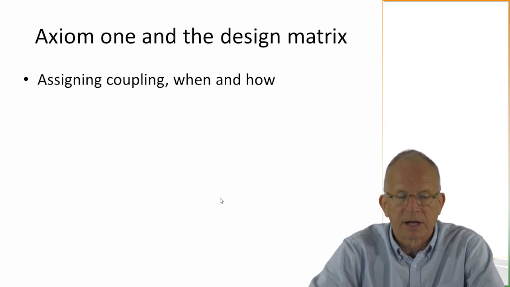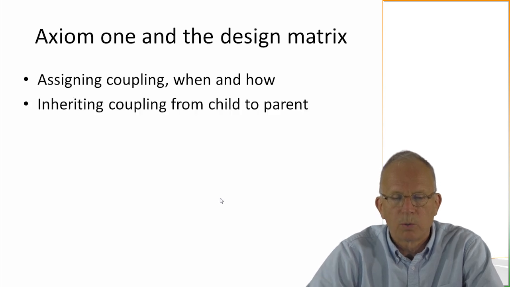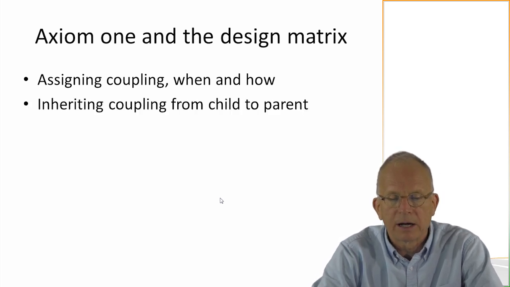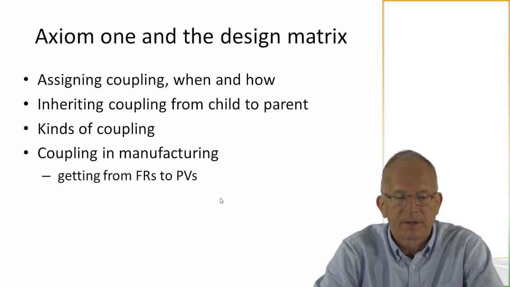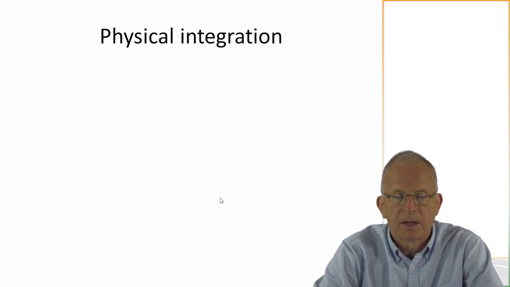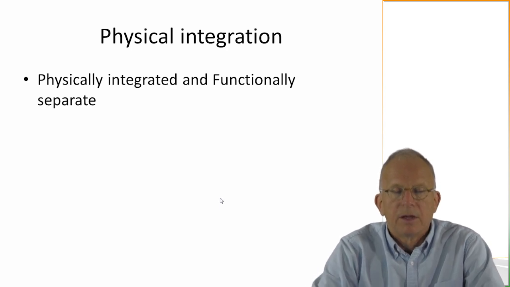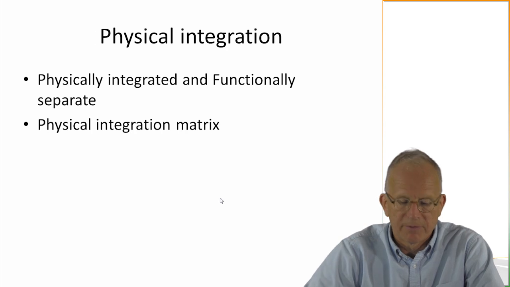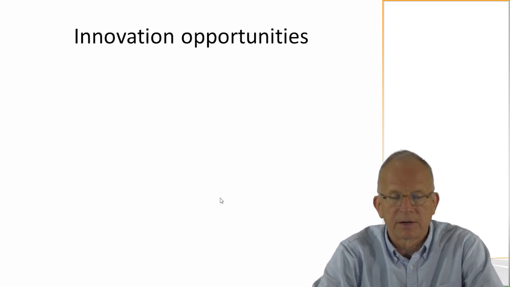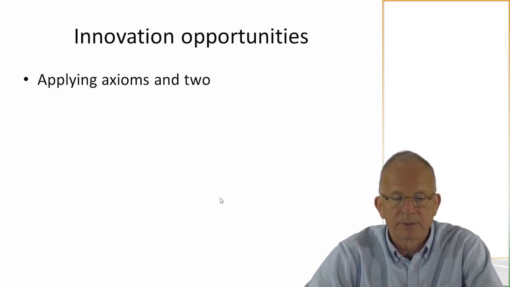So axiom 1 in the design matrix: assigning coupling, when and how, inheriting coupling from the child to the parent, coupling and manufacturing. And these are things that we'll cover in this section. So physical integration. We want things to be physically integrated as long as they can be functionally separate. And we can have a physical integration matrix, and we'll take a look at that.